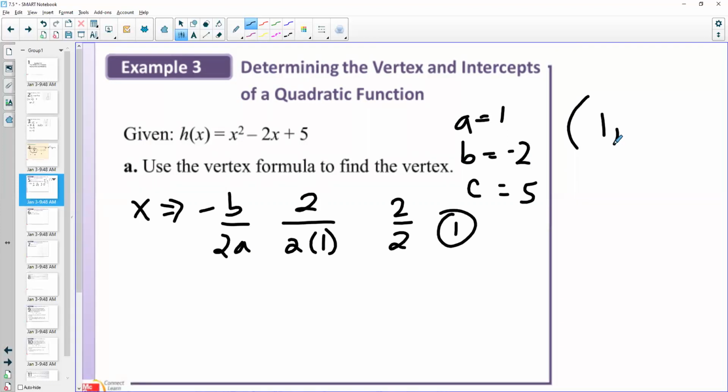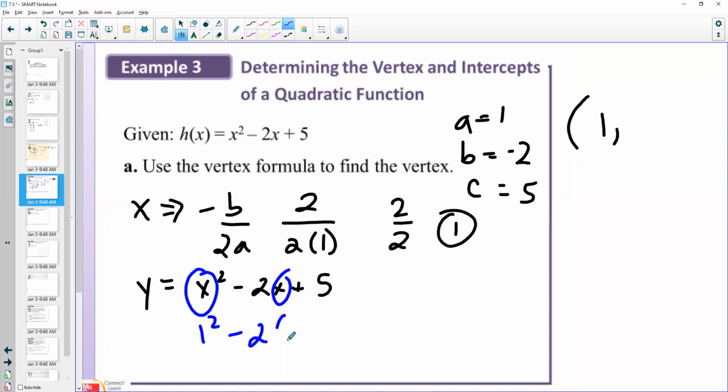What I'm going to then do with that is set up my equation as y equals x squared minus 2x plus 5. And I'm going to put 1 in wherever I see x. I'm going to find f of 1, basically h of 1 in this case. So I'm going to do 1 squared minus 2 times 1 plus 5. That's going to be 1 minus 2 plus 5. 1 minus 2 is -1. -1 plus 5 is 4. And that is my y-coordinate. And that is it. I have the vertex. Ta-da. That wasn't so bad.